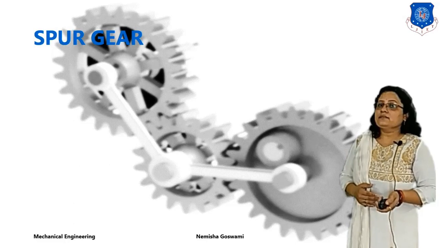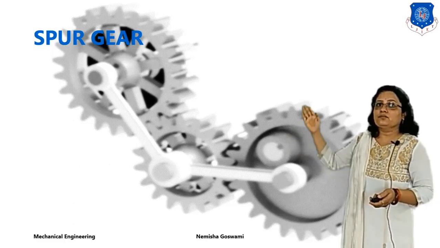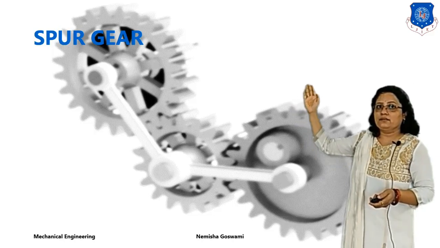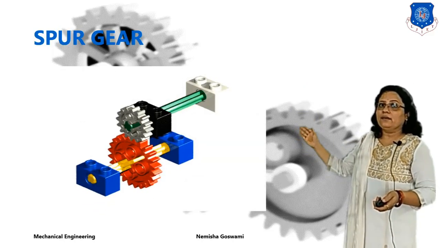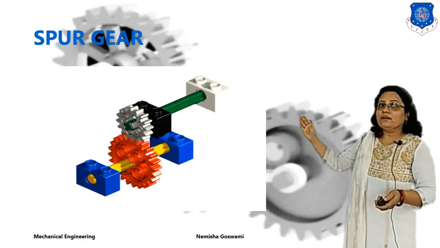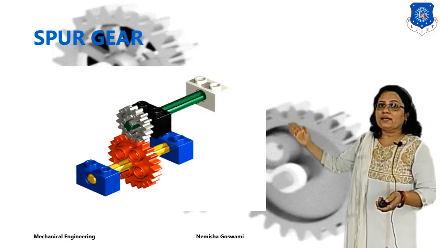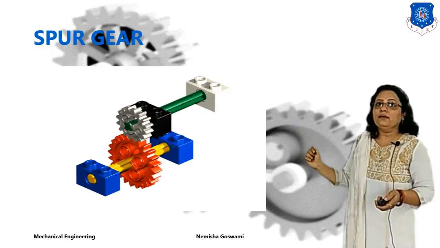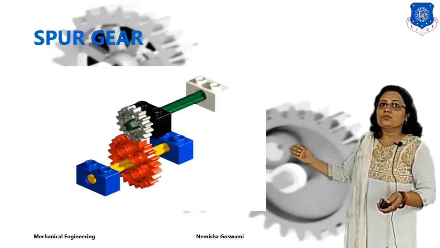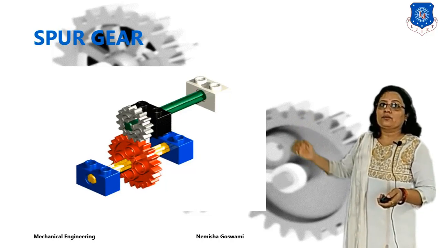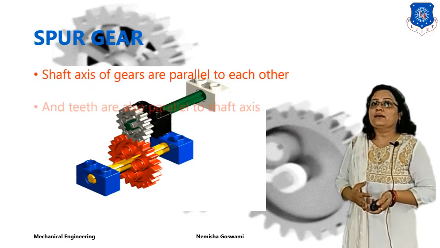Next, the first classification is when the shaft axes are parallel to each other. Under this category, the first gear is the spur gear. In the spur gear, you can see in this figure both shafts, in yellow color and green color, have axes parallel to each other, and the teeth of the gears are also parallel with respect to the shaft axis. This type of gear is known as a spur gear.